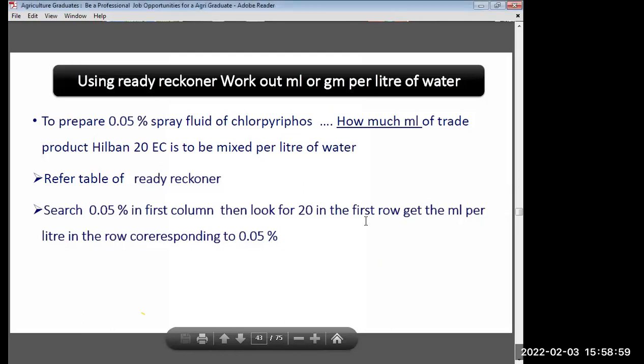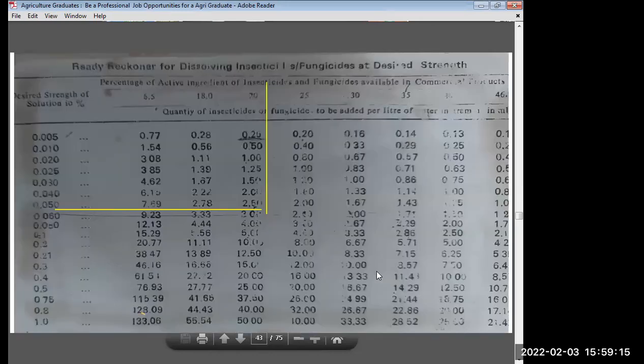Next, in this table, you search 0.05 in the first column. Then look for the 20 EC in the first line above. Please move to the next slide. Here the lines go. In the column, there is 0.05. You make a line to reach the 20 EC above. At the junction, there is 2.50. With this table, we can easily identify the ml per liter of pesticide to be mixed per liter of water. This is one method. Another method, if the table is not available, is another simple method. Please, next.